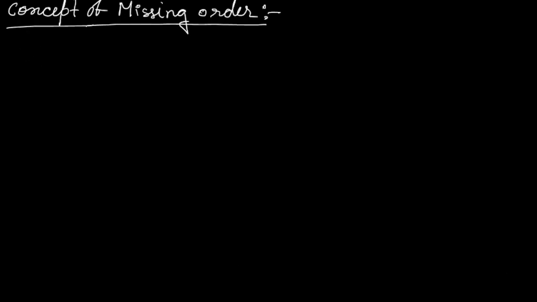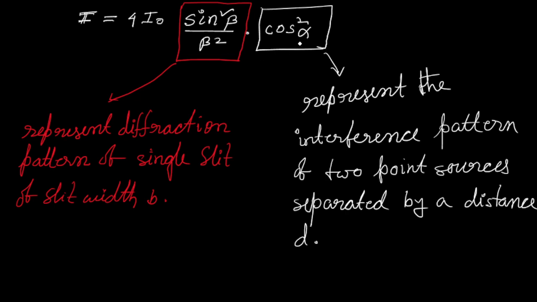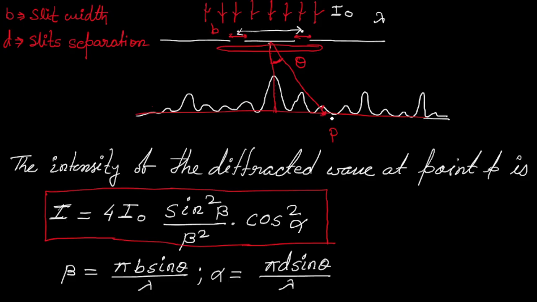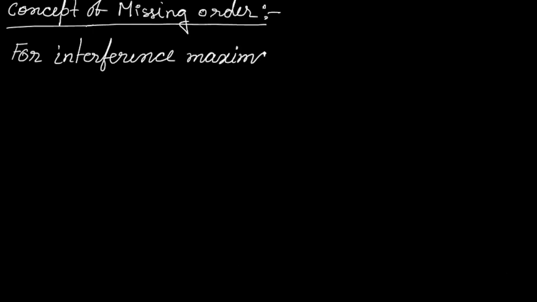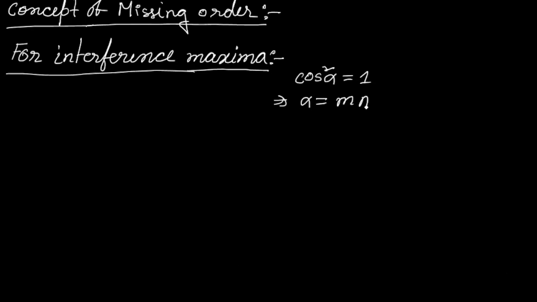of interference maxima. That means when this term will be maximum: for which value of alpha, or which value of the diffraction angle theta, will this interference term give maximum intensity. So for interference maxima, what will be the condition? When this cos square alpha term is 1. And when is it 1? When alpha is equal to m pi, where m is an integer: plus minus 1, plus minus 2, plus minus 3.